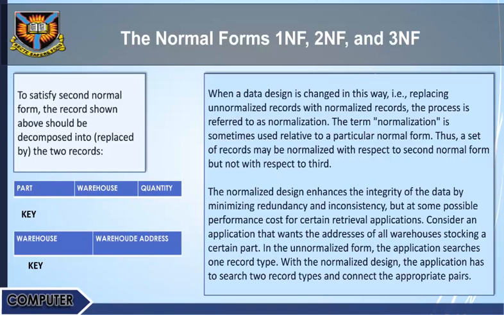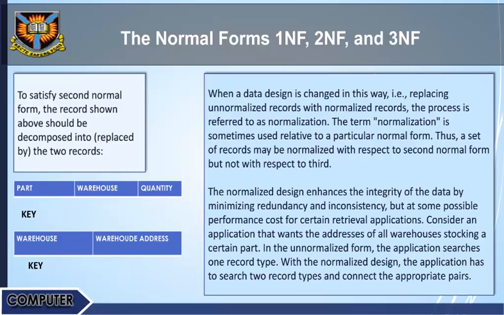To satisfy second normal form, the record shown above should be decomposed into, replaced by, the two records: part, warehouse, quantity, key; and warehouse, warehouse address, key. When a data design is changed in this way, that is, replacing unnormalized records with normalized records, the process is referred to as normalization. The term normalization is sometimes used relative to a particular normal form. Thus, a set of records may be normalized with respect to second normal form, but not with respect to third.